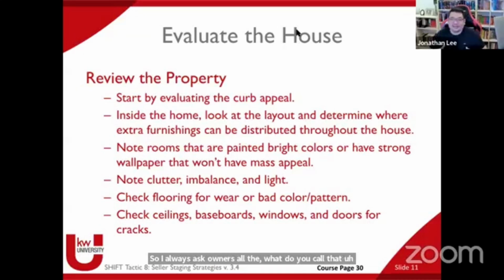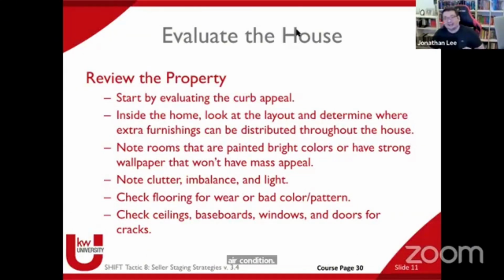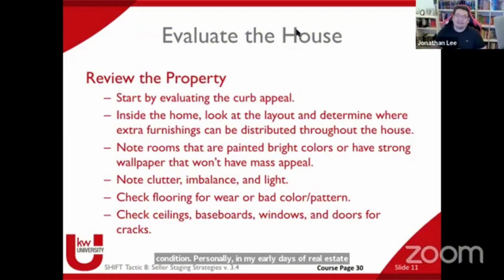Personally, in my early days of real estate, I not only sold real estate, but I was heavily in investment, right?